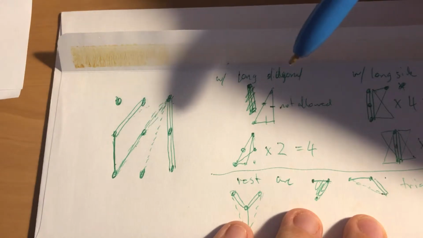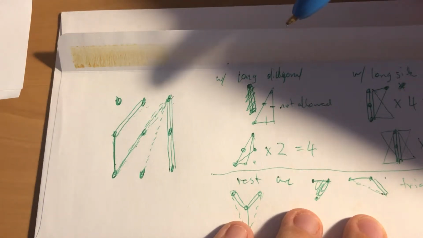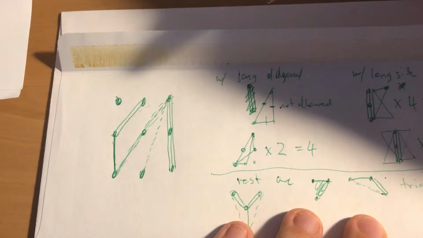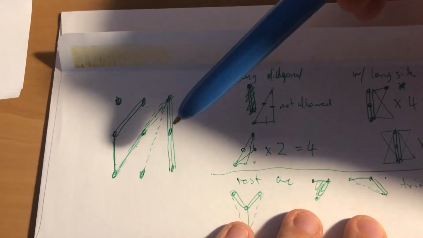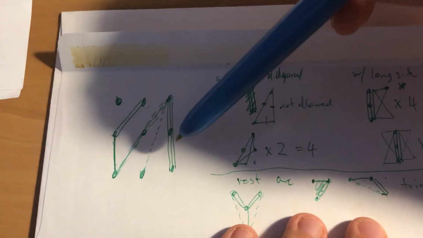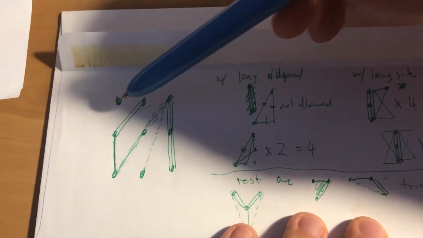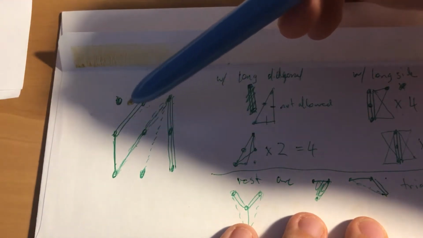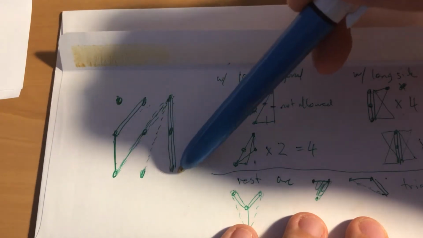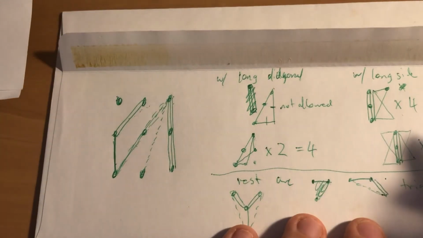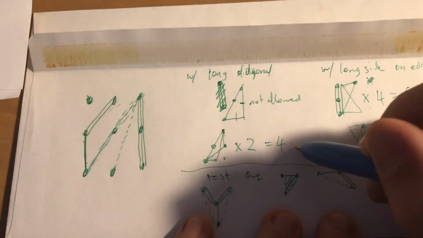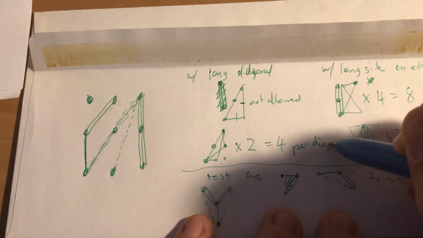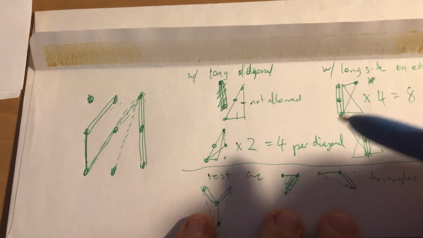Okay, and then there should be another 4 corresponding to the other diagonal. So that's 4 corresponding to this diagonal, putting 2 on each side, and another 4 corresponding to the other diagonal. So for the diagonals, this should be 8.